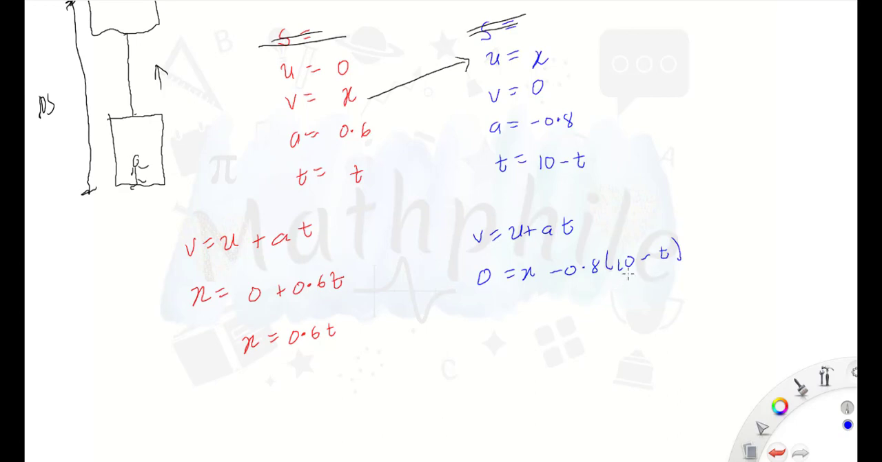x is equal to negative 0.8 times (10 minus t). No, no, this should be positive. Sorry, yes, that should be positive. I moved this negative 0.8 to the other side of the equation, so that should be positive.